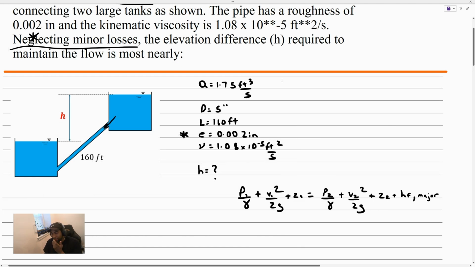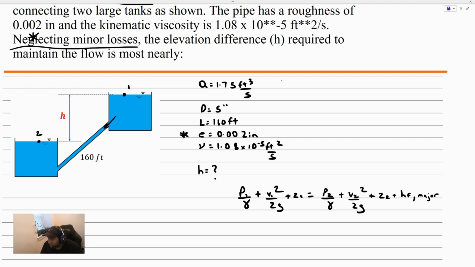Let's see if we can make some simplifications here. Firstly, we need 2 points to be able to use the energy equation. Let's say point 1 is the top and point 2 is the bottom. I made it this way because this is the way that the flow is going to occur. There's no pump in the system. So we're not going from the low reservoir to the high reservoir, but naturally we want to flow from that high point to the low point.